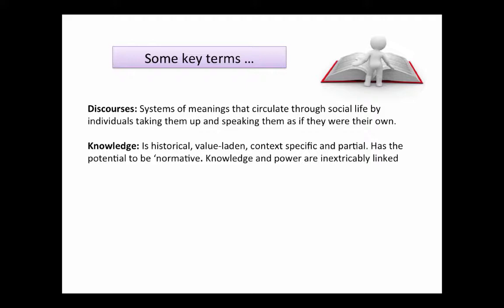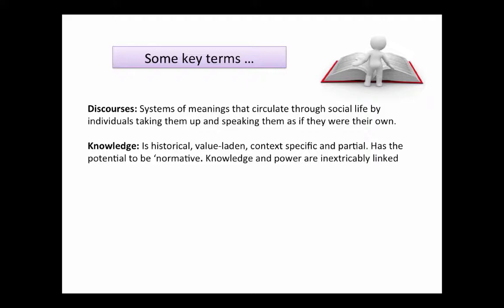So knowledge is value laden, it's context specific, meaning not just locally, globally, across countries, but even within a microcosm. Knowledge in one specific family might be different to the kind of knowledge that's in another family. They might not have exactly the same. So it's contextually specific, and because of the historical thing, it's culturally specific. And in sociocultural theory, it's always partial. So it's only part of the complete understanding that we might have.